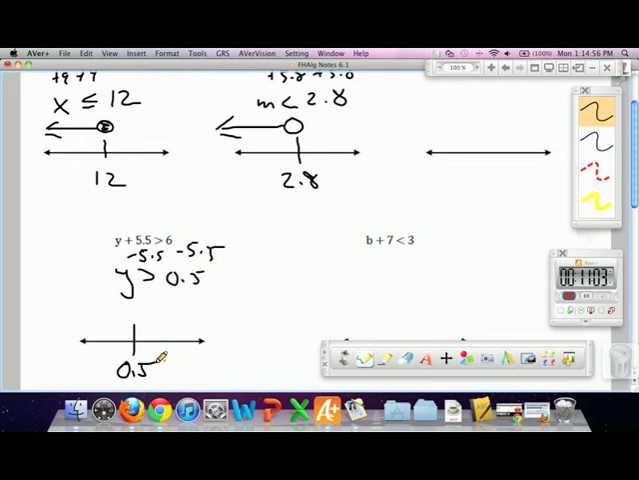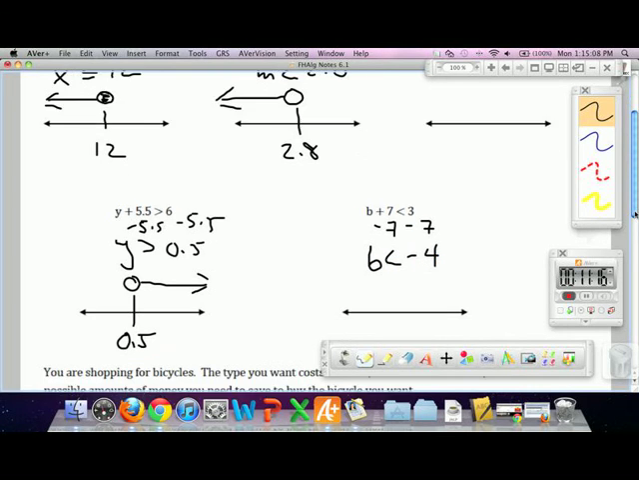It's not equal to, so I have an open circle. 0.5. Subtract 7. b less than -4. Find -4. Look, there it is. Less than goes to the left.